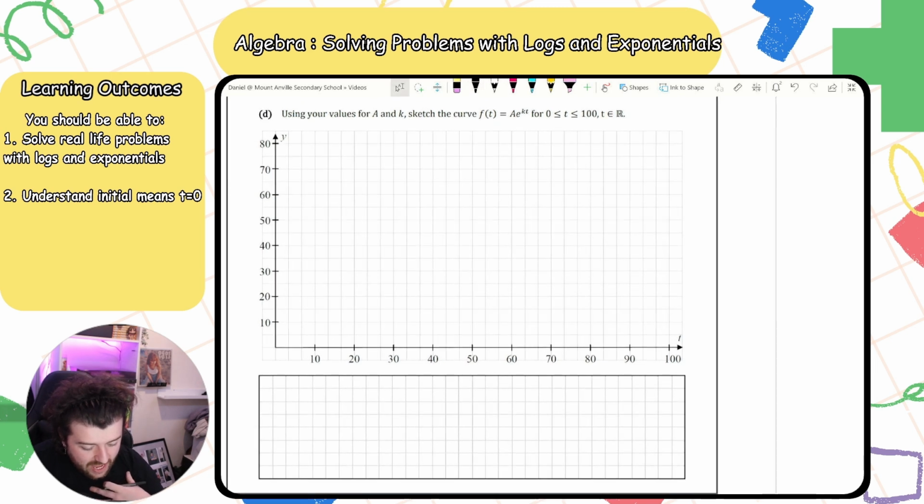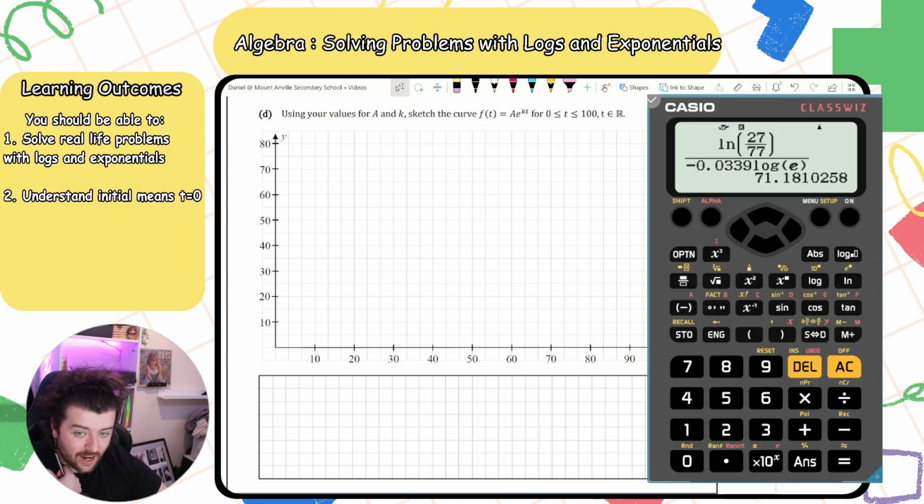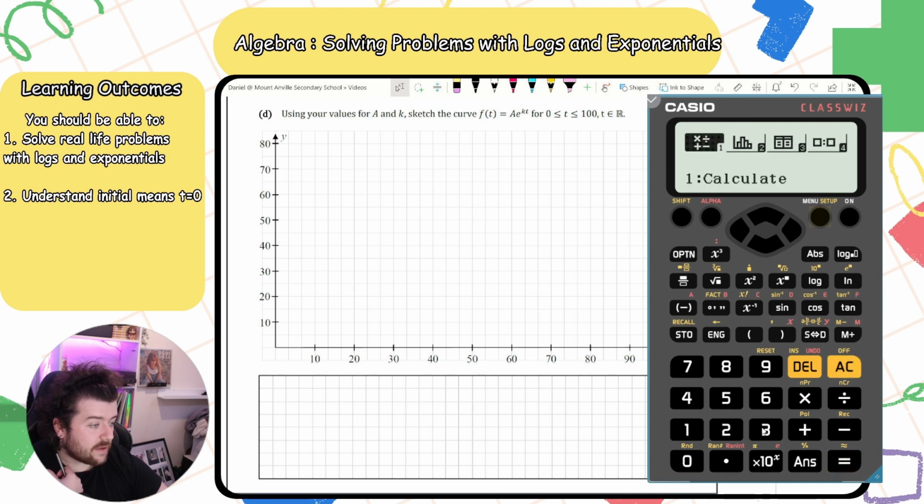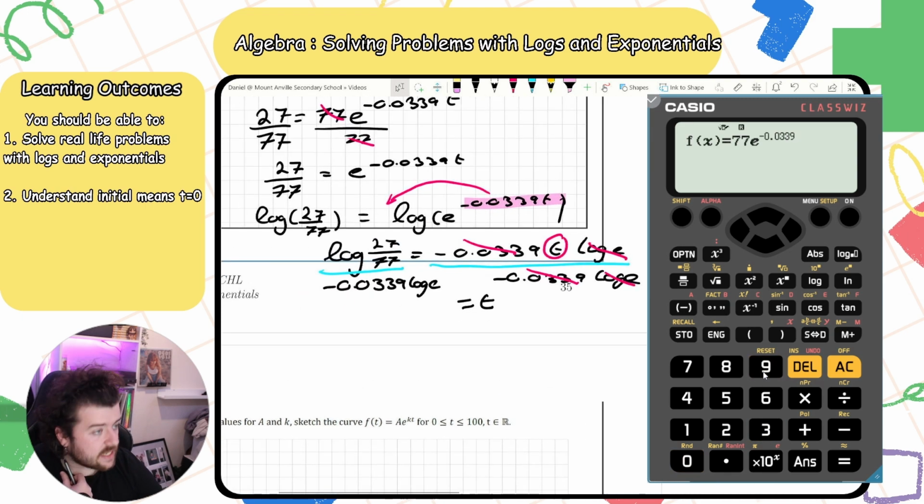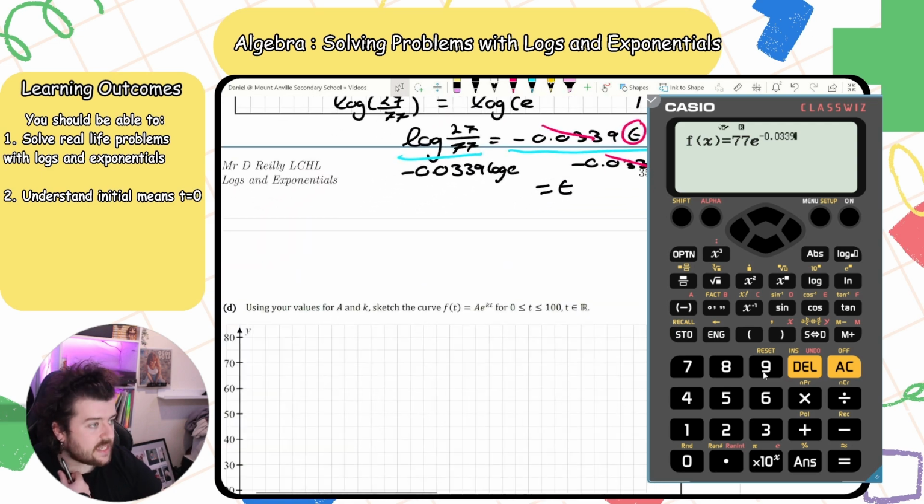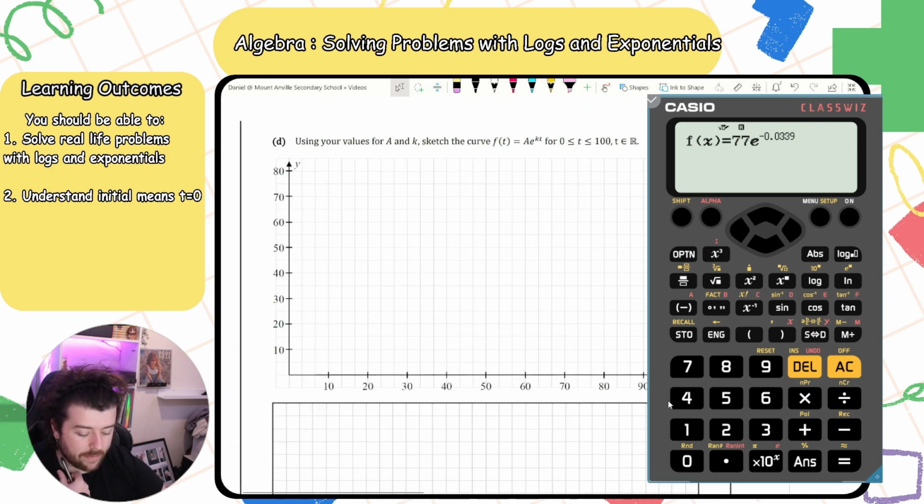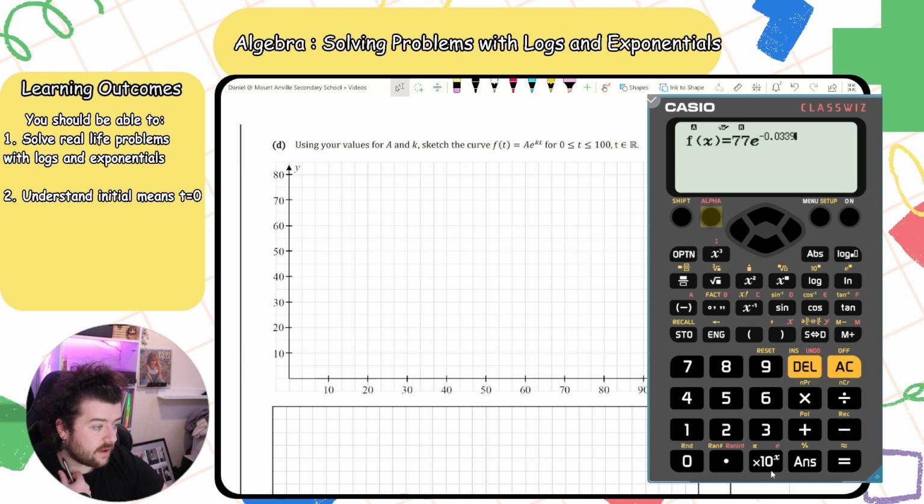Right. Finally, this one here. Use your values of a and k, sketch the curve. So we want to sketch this curve. We're going to be using our calculator to get our values. So we want to set up a table of values. So set up tables, we click 3, put in a function. So my function is 77 e to the power of minus 0.0339t. I don't know what t is. We're mapping out t, so t is going to be my input. That's going to be my x value. So we need x.